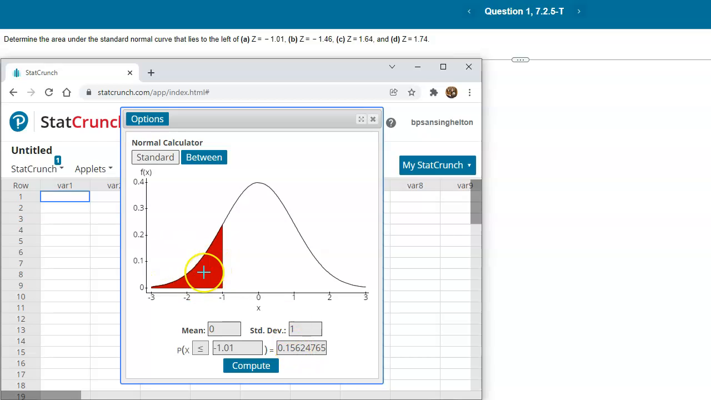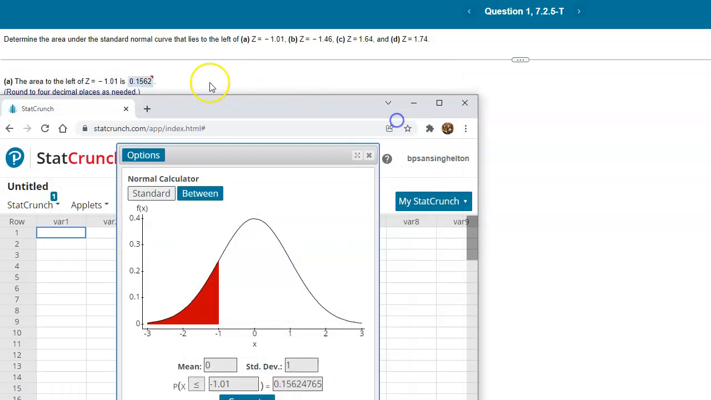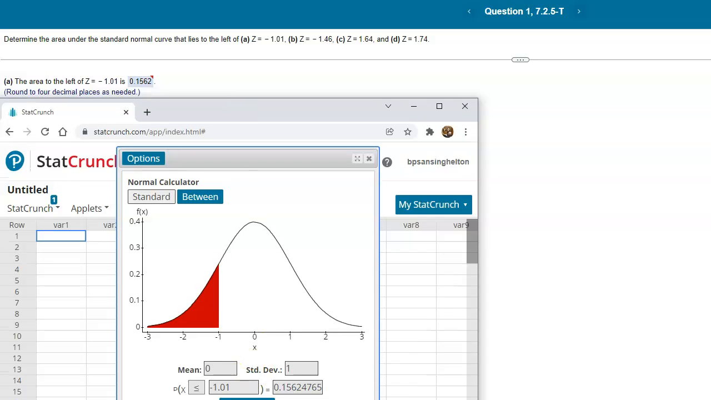And so the area under this curve, remember the total area under the curve is equal to 1, which is 100% likelihood that the data will fall somewhere under this curve. But if we are 1.01 standard deviations away from the mean, then the likelihood that our data falls in here is 15.6%, but we'd write it as a decimal here. And again, look at the number of decimal places that it's asked for in the problem. And so for this problem, it's 4 decimal places. So 0.1562. I hope this helps.